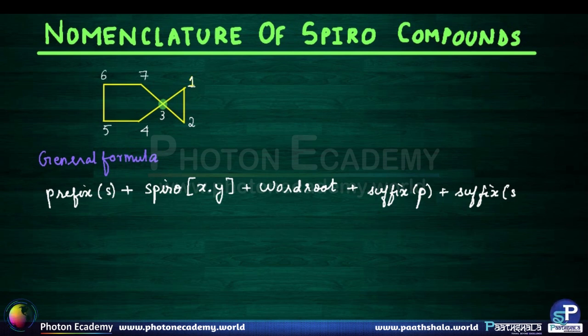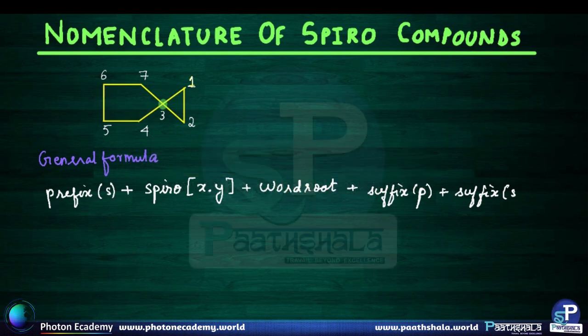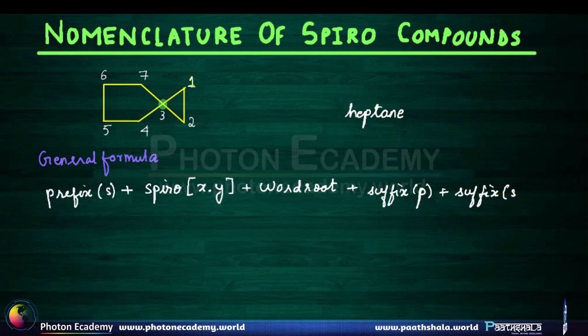Just as in bicyclo compounds or any other compound, the word root represents the total number of carbon atoms in your chain. So, the word root in this case will be heptane because there are a total of 7 carbon atoms present. Now, there are no primary and secondary suffixes because there is no double or triple bond, and no functional groups are present, and no prefix because there is no substituent. So, the only part that is left to be discussed is this Spiro x dot y. So, let's see this now.